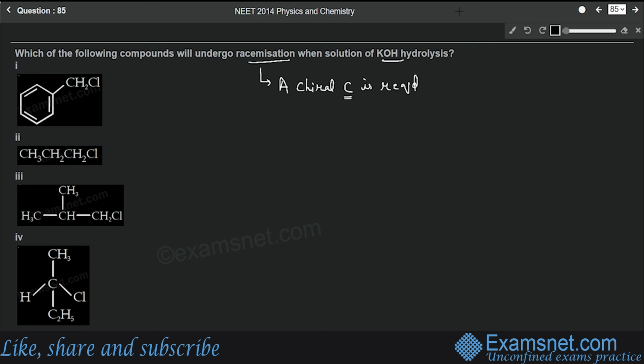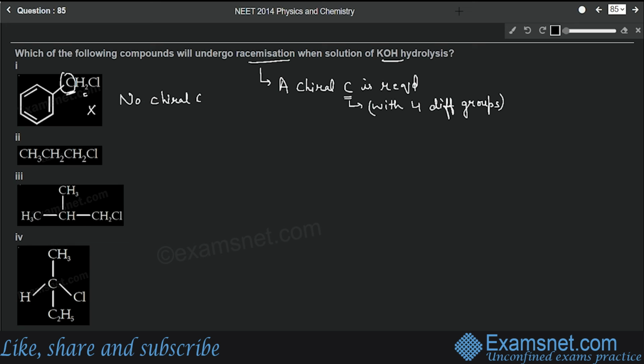And what is a chiral carbon? The carbon with four different groups bonded to it. So let's check. In the first one, we don't have any chiral carbon. No chiral carbon. Because with this carbon, two hydrogens are attached, but in a chiral carbon, no two groups can be the same. So this is not correct.